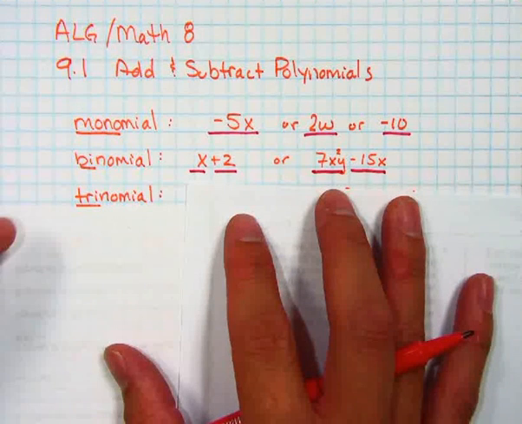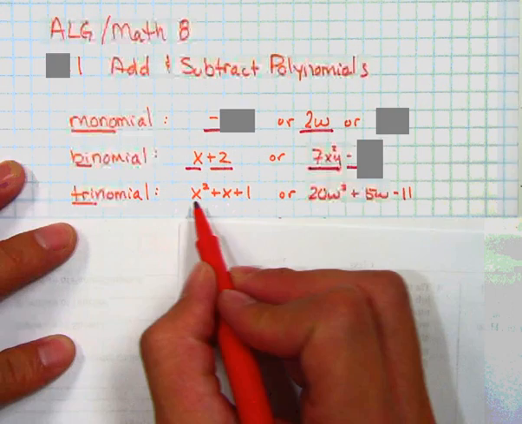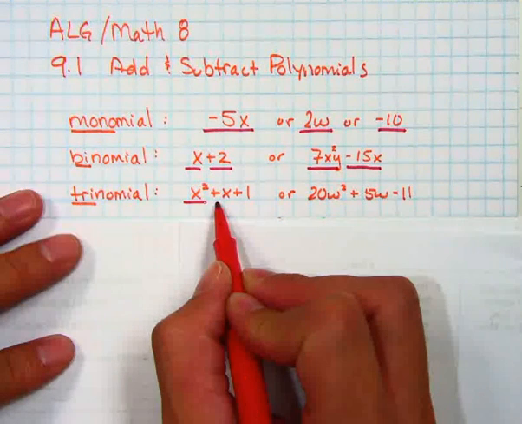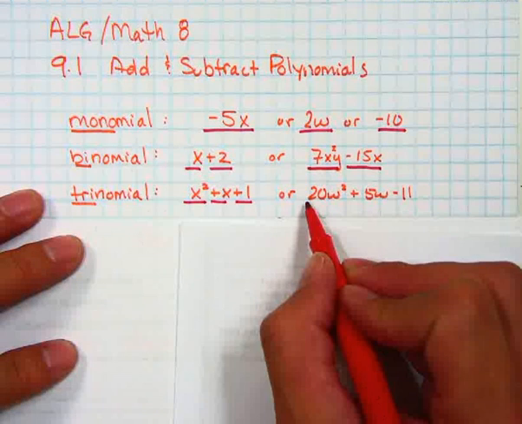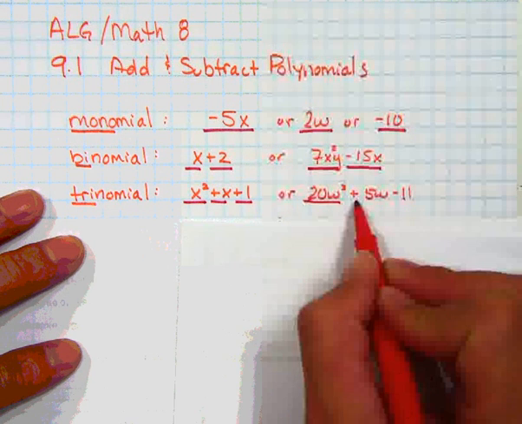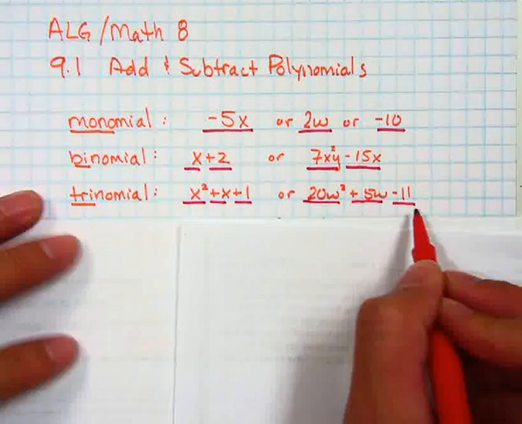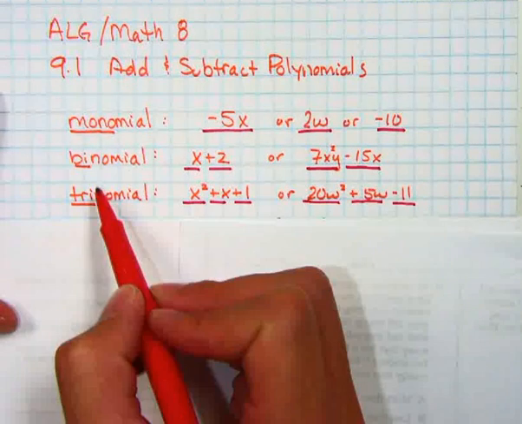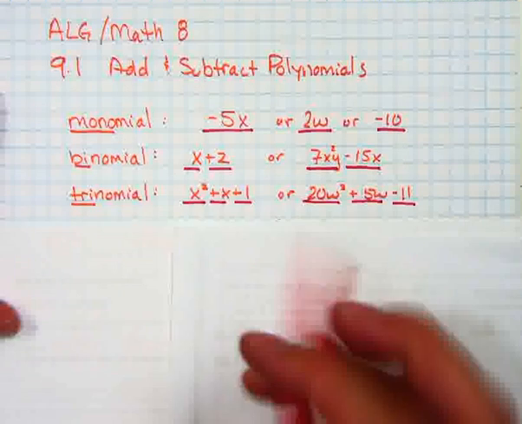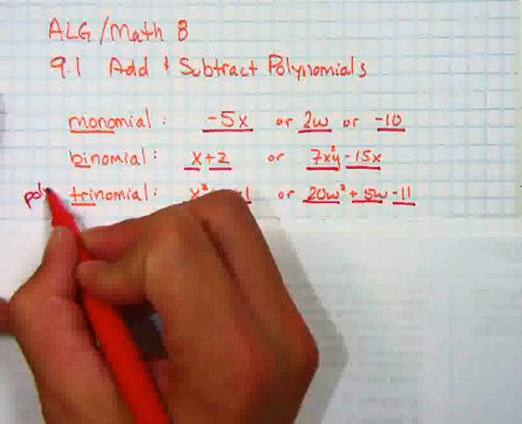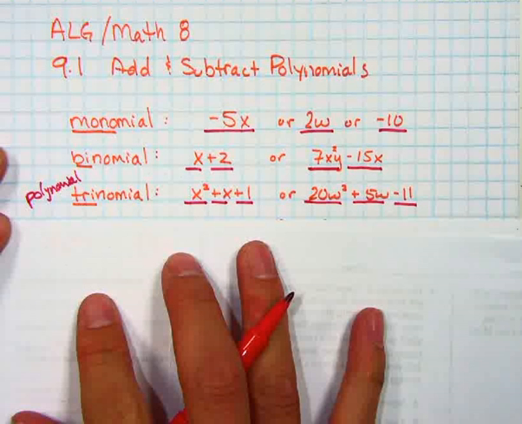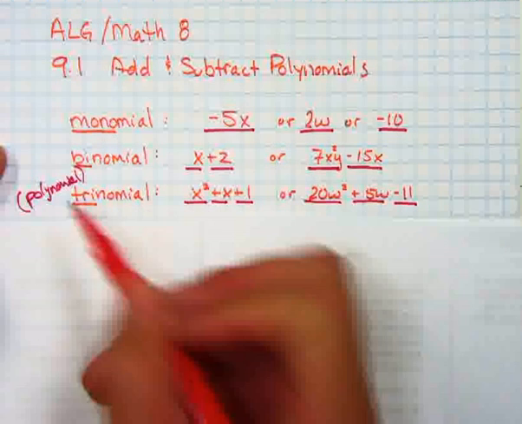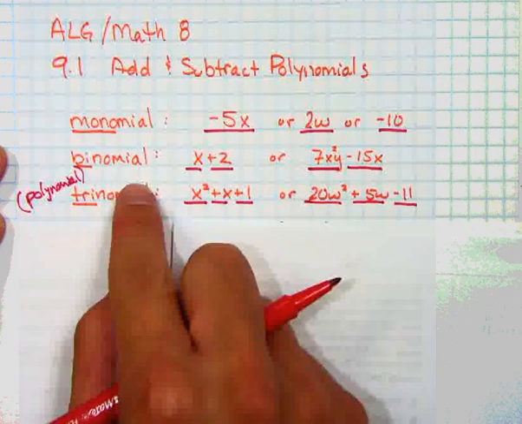Three terms is like a tricycle or a triangle. A trinomial means 3 terms. So here we have positive 1x squared, that's 1, positive 1x, and positive 1. Over here, I've got positive 20w squared, positive 5w, negative 11. Those are 3 terms. So monomial, binomial, trinomial. Anything more than that is just called a polynomial. We don't have words for 4, 5, 6, 7, 8 terms that we use typically, so we use monomial, binomial, trinomial, and anything else is called a polynomial. These are still considered polynomials, but they're specific.